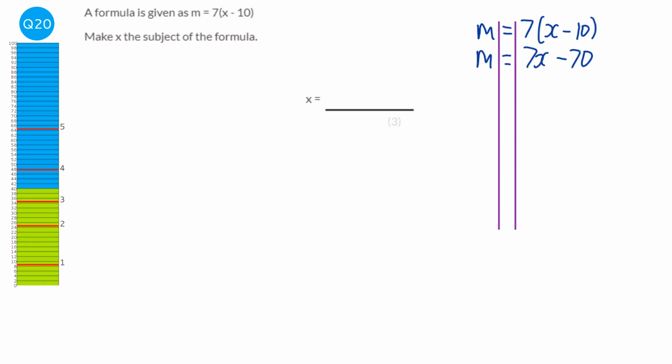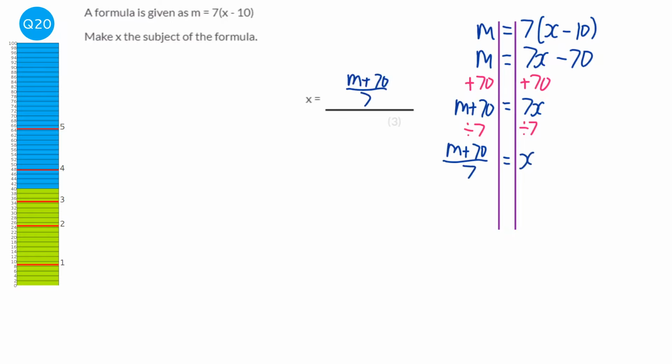And we're going to add 70 to both sides. So we're trying to get x as the subject, so we're trying to get x on its own. And we're next going to divide both sides by 7. So we have m plus 70, all of that over 7 equals x. So x equals m plus 70 over 7.